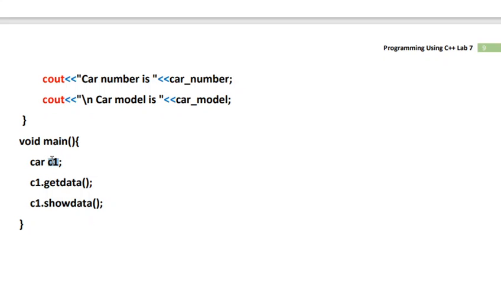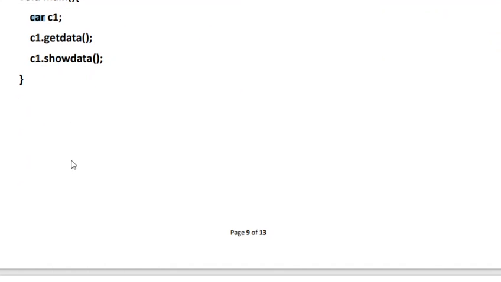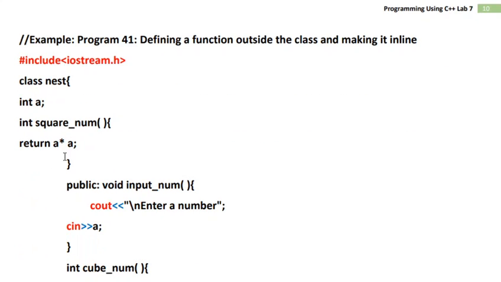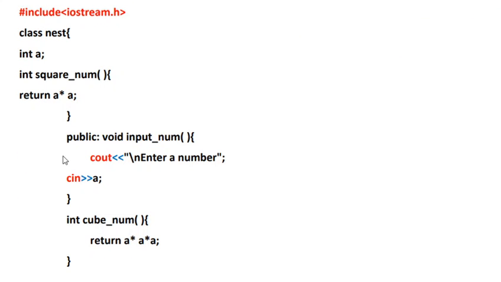Then I have an object C1 of class car. So c1.getData and c1.showData. These three programs are basically the same program, but in the first case you're defining the function inside the class, in the second case you're defining the function outside the class, and in the third case you're making the functions that are defined outside the class inline functions. So this we have already learned.